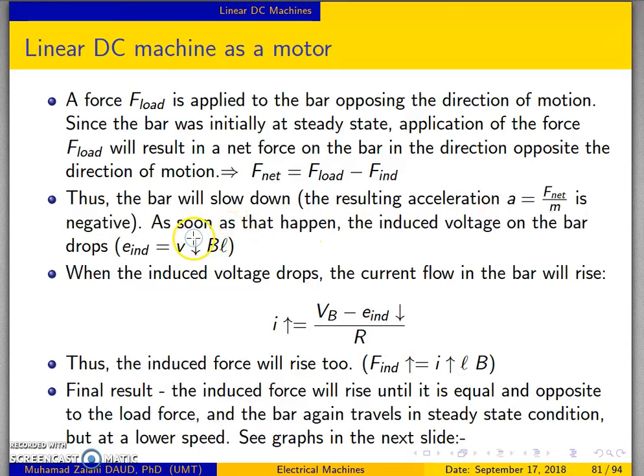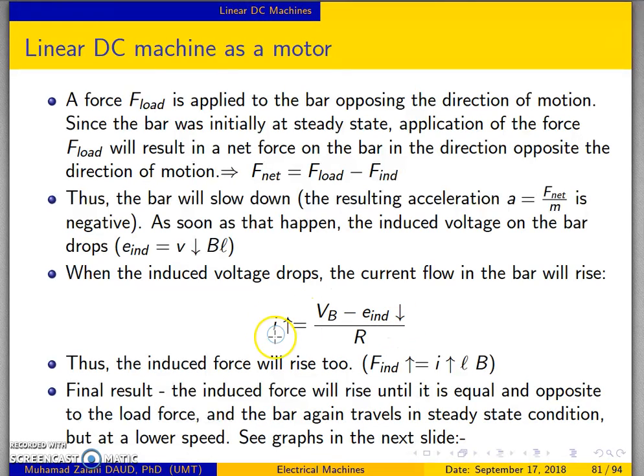Once the speed is reduced, the induced voltage is also reduced, because you know from the equation E induced equals VBL. Once the speed is reduced, the induced voltage will also be reduced. When the induced voltage drops, the current flow in the bar will rise. That's the behavior between the induced voltage and the current. If the induced voltage is reducing, the current will be increased. On the other hand, if the current is decreasing, the induced voltage will be increased. So using this equation, current will be increased because of the decrease of induced voltage.